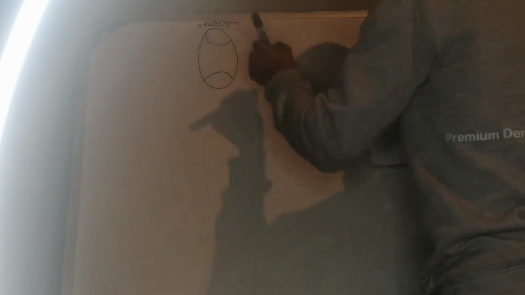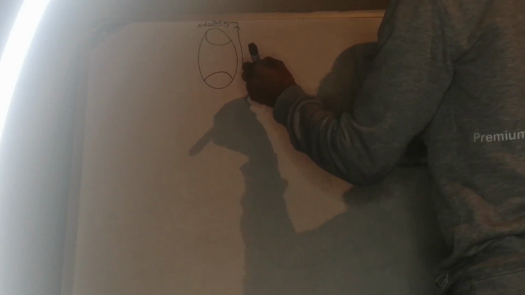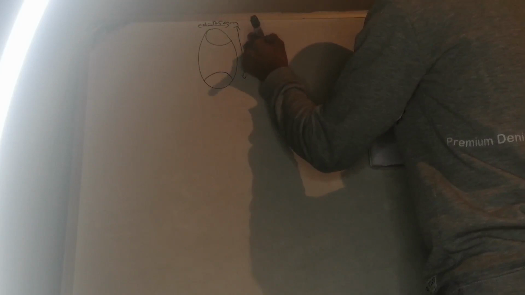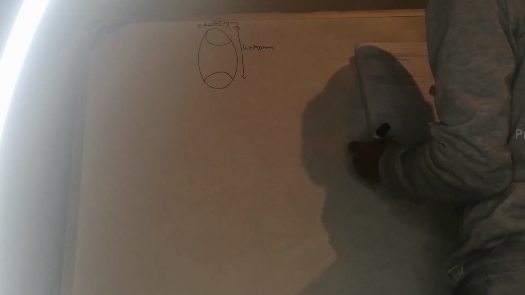Let's go to another problem. They say to us, we are provided with the following shape. It's a cylinder. It has a diameter of 125 millimeter, with a height of 190 millimeter.